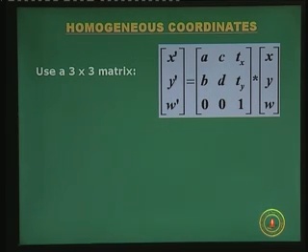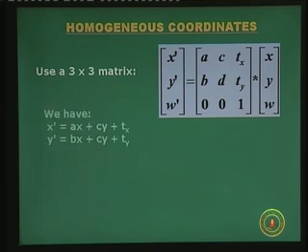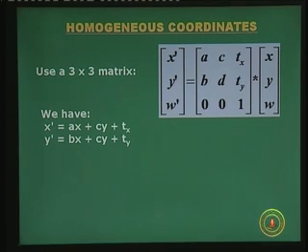In some books you use h instead of w, so you can use it interchangeably, but stick to one, h or w. x, y, w are the original coordinates of a point before transformation, which is transformed by a 3 cross 3 transformation matrix, and you get x prime, y prime and w prime. What is the significance of w and what is its role? Before that, if you just take out the 2 scalar linear equations from this matrix equation, you get x prime is ax plus cy plus tx, and similarly y prime is bx plus dy plus ty.